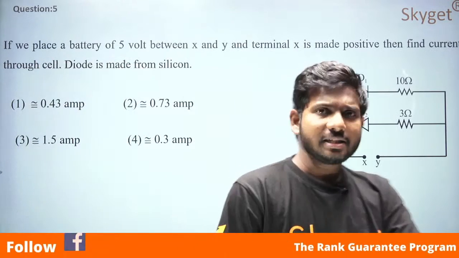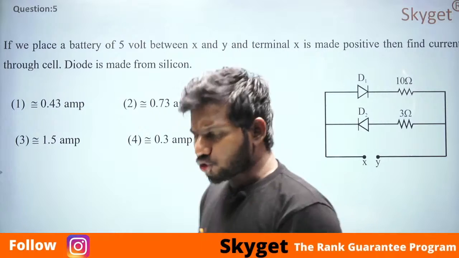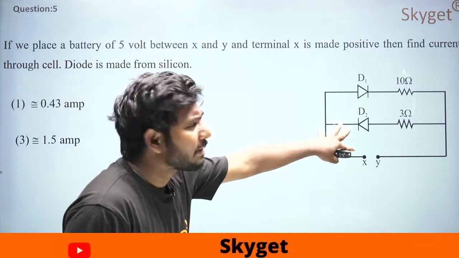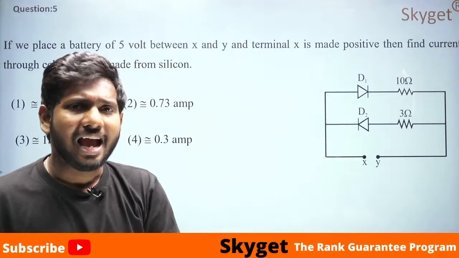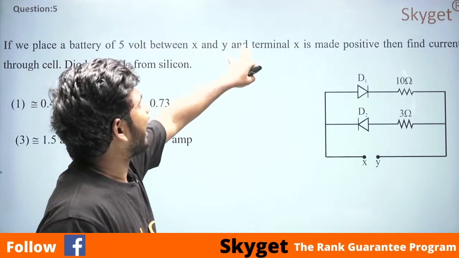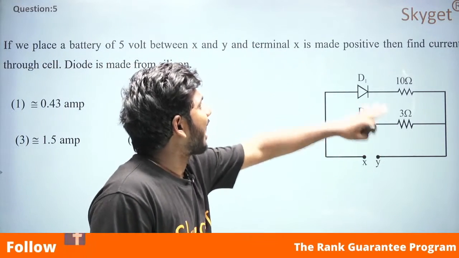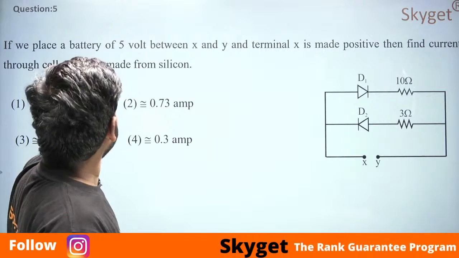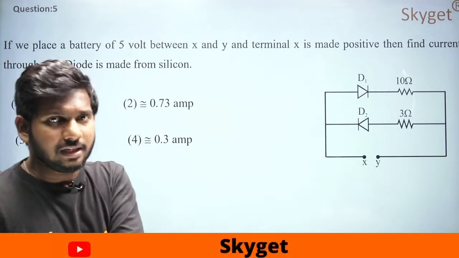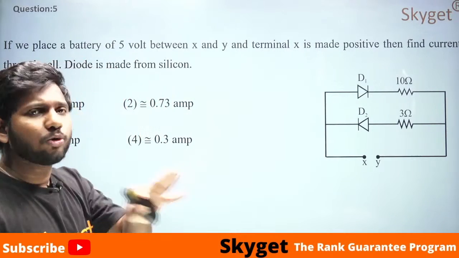This question, students, is also based on a concept similar to many questions asked in previous years. If you place a battery of 5 volts between X and Y, and terminal X is made positive, find the current through the cell. The diode is made from silicon. If the diode is made from silicon, how do we solve this problem?